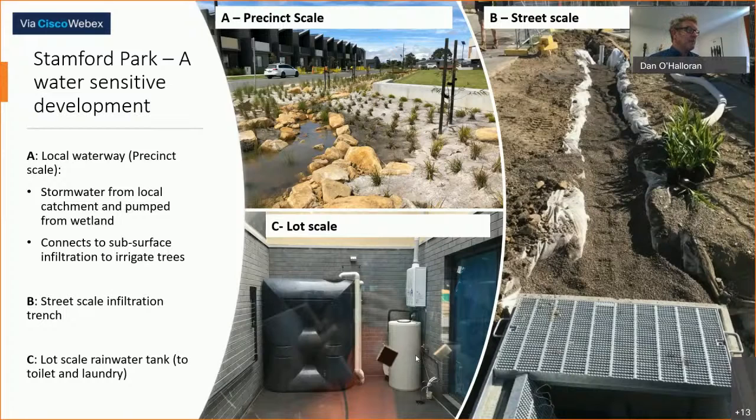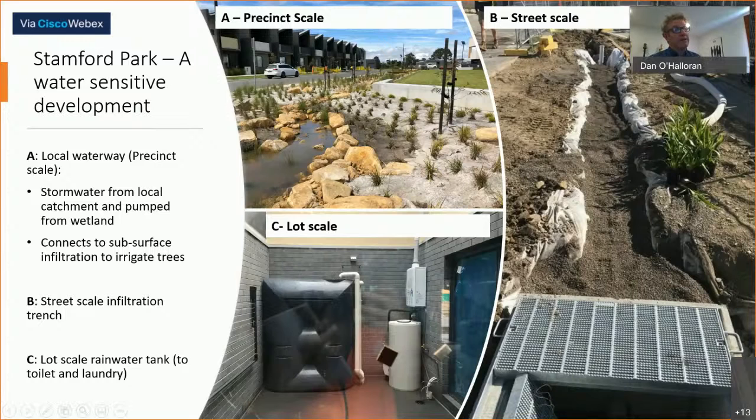So if we look at A, precinct scale, that's our local waterway. The water comes from our wetland, is released at the top of the waterway where my cursor is, runs down to a local pool at the bottom end there. Obviously, the vegetation needs to be established, but that will bring water to the surface, particularly in dry times, and is a mechanism to irrigate those trees.